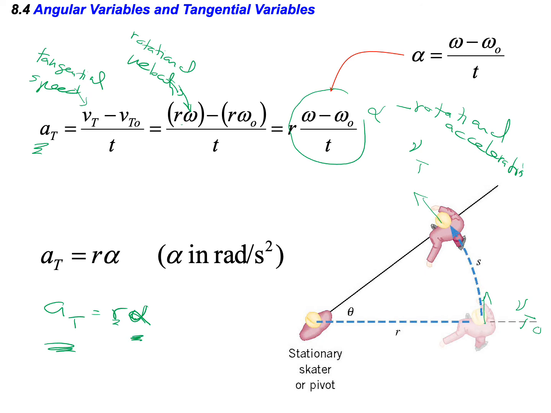This is a relationship between angular variables and tangential variables. So linear acceleration or tangential acceleration is equal to radius times rotational acceleration.